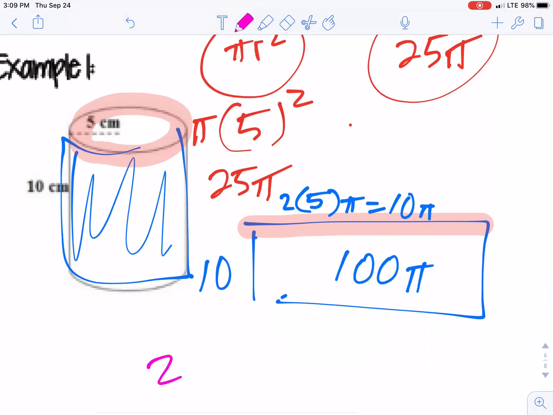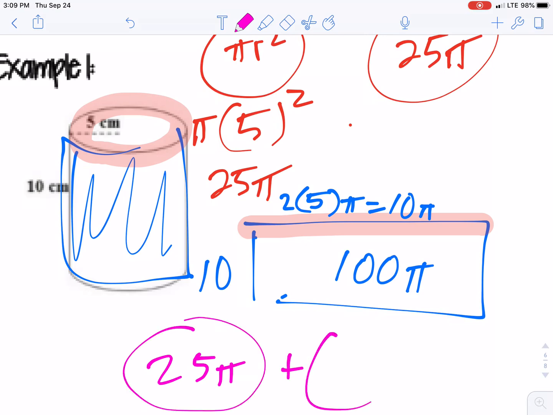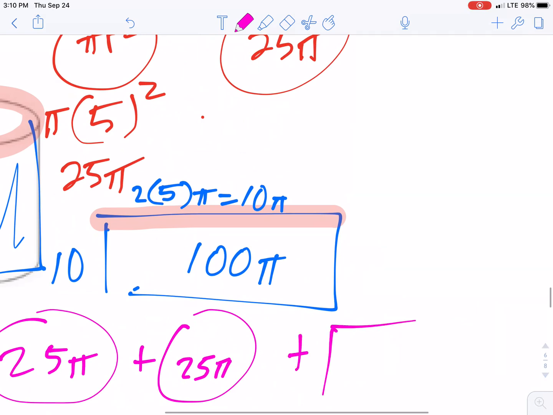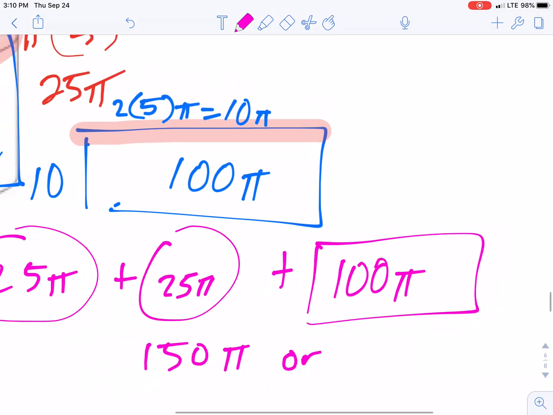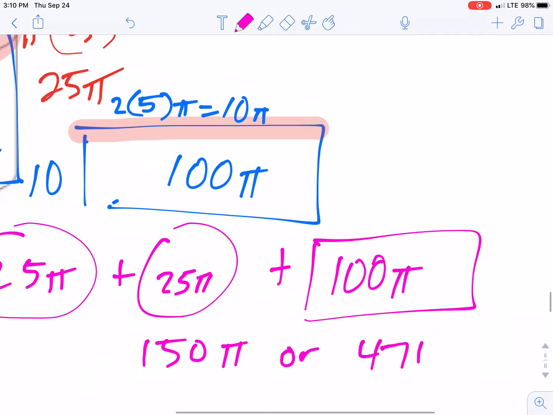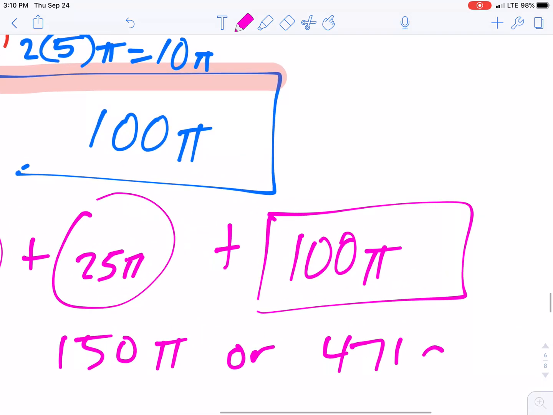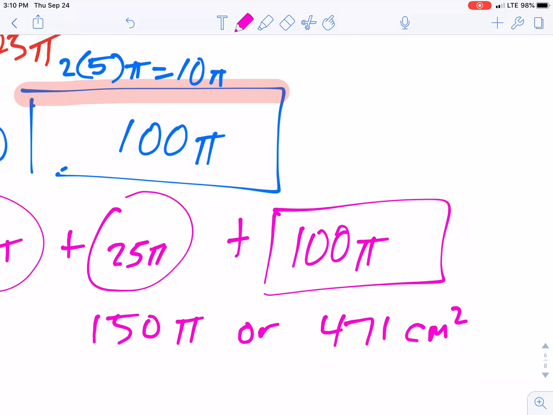Now I'm going to take my 2 circle bases, add them together, plus the area of my rectangle, which is 100 pi, and we get a grand total of 150 pi. 150 times 3.14 gives us a grand total of 471 square centimeters.